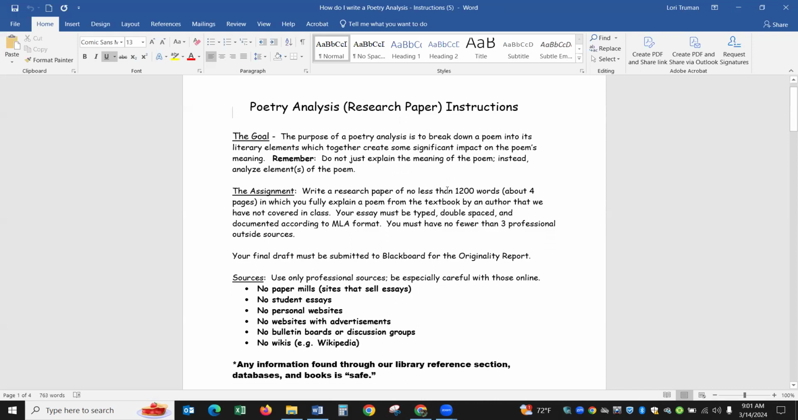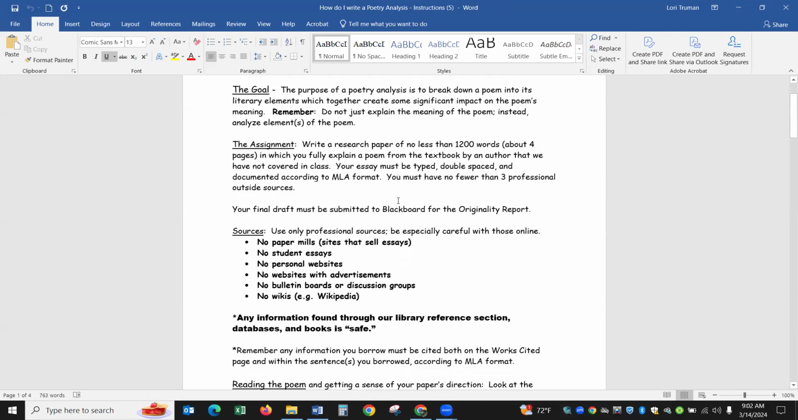This is a research paper, so you're going to have to document your sources, where you got them. And this week and next week, we'll be covering parenthetical documentation, the works cited page, embedding quotes, using snippets of quotes. And I think that will help your paper flow even though you're getting sources from outside. No paper mills, no student essays, no personal websites, no websites with advertisements, no bulletin boards or discussion groups, no wikis. And I really need to add no Schmoop, that's S-C-H-M-O-O-P, because there's no scholarly evidence that it is an ethical source.